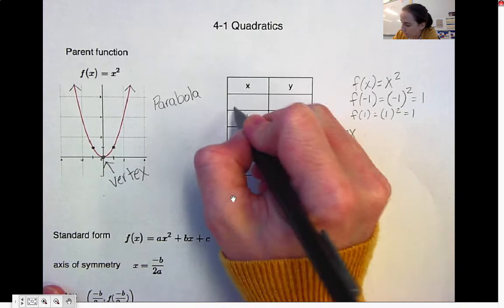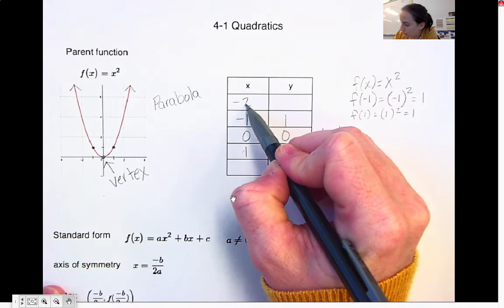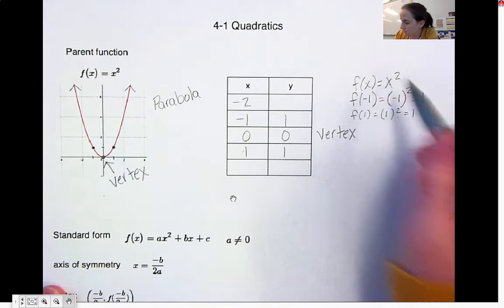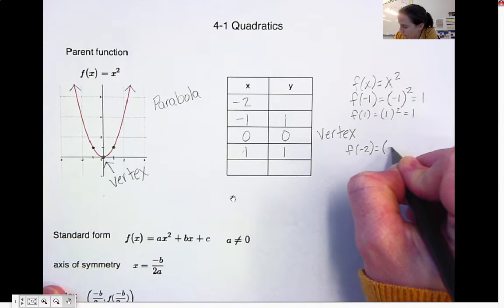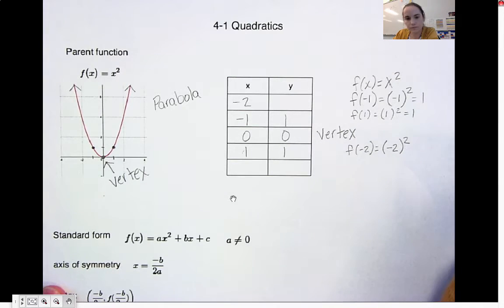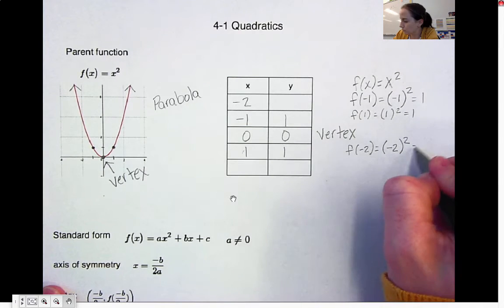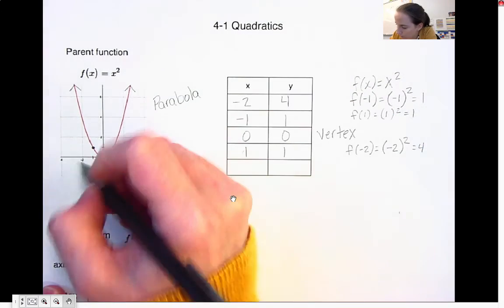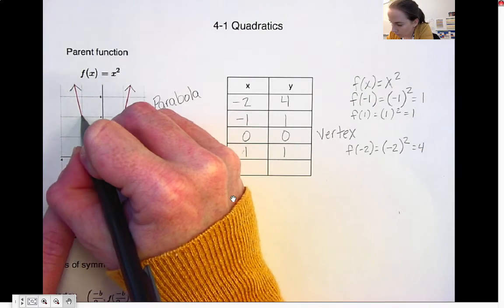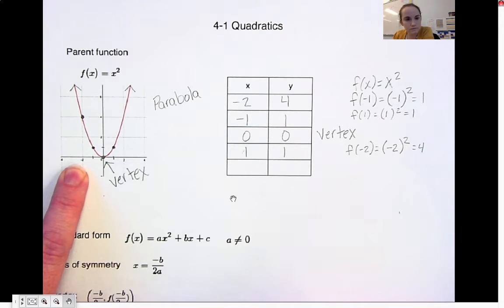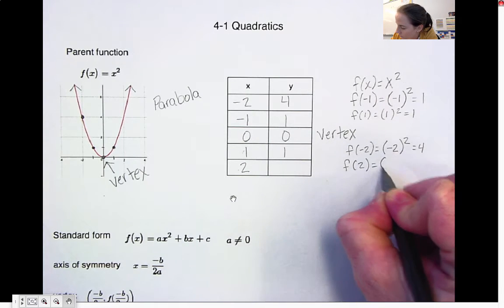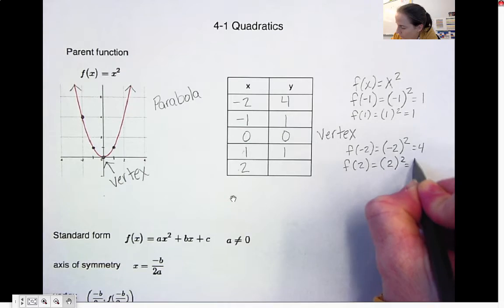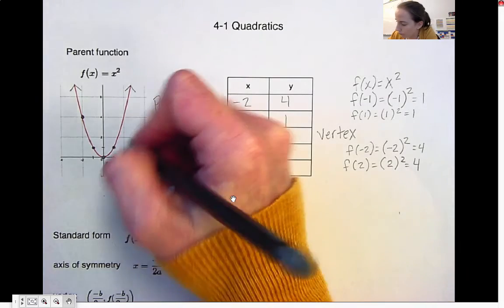Okay? At -2, if I plug in -2 for x, f at -2 equals -2 squared. Okay, -2 squared is 4. So at -2, I'll be at 4. There's a point right there. And at 2, 2 squared is 4. I'm also at 4.